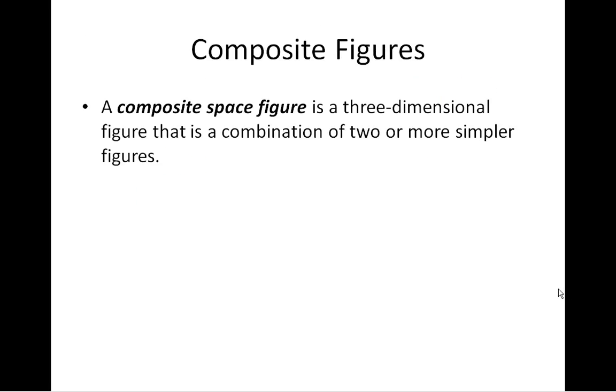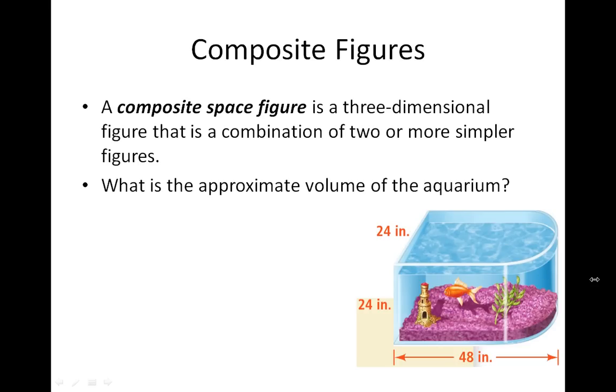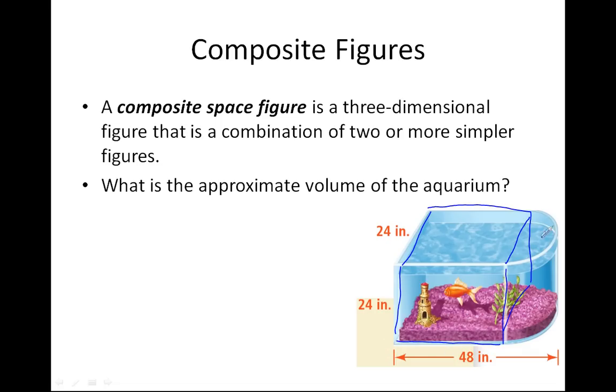Sometimes we will get figures that are slightly more complicated, composite figures. This is a 3-dimensional figure that's a combination of 2 or more simpler figures. So in this example, if we want to find the volume of this aquarium, we can break it up. I draw this in and think about it as this figure here, which is a prism, and then the curved part would be, since this is a semicircle, half of a cylinder. So we would have the volume of the prism plus the volume of that part of the cylinder.